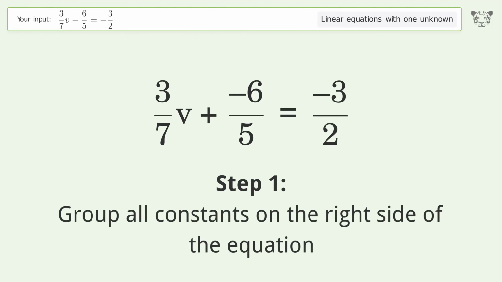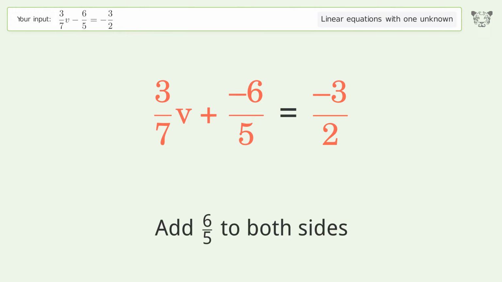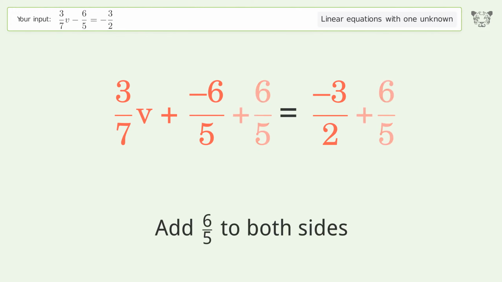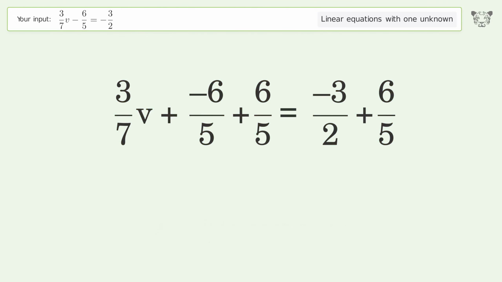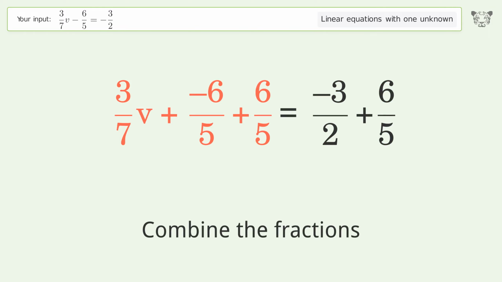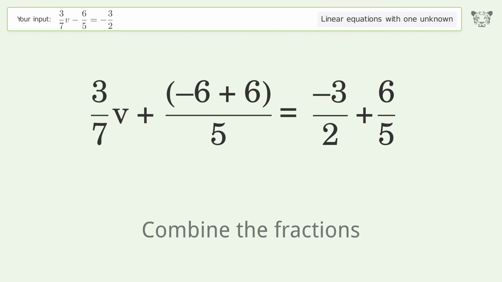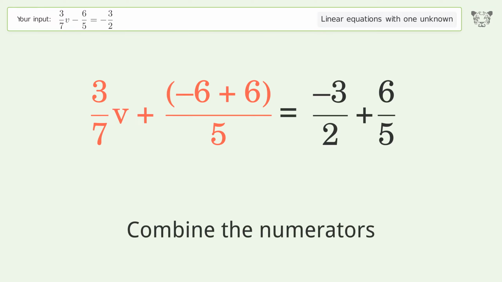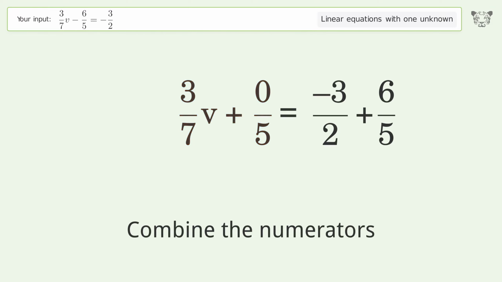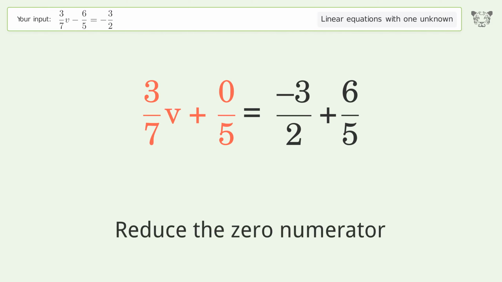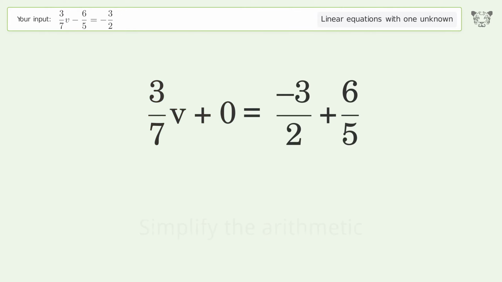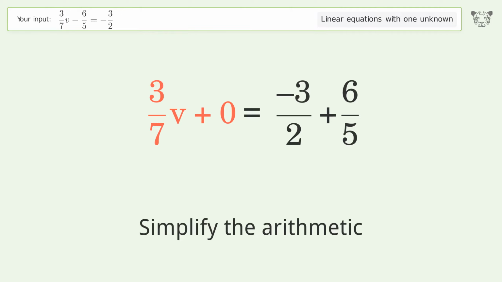Group all constants on the right side of the equation. Add 6/5 to both sides. Combine the fractions. Combine the numerators. Reduce the zero numerator. Simplify the arithmetic.